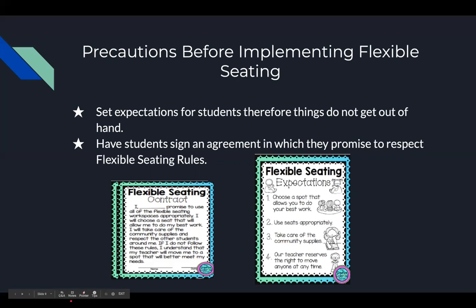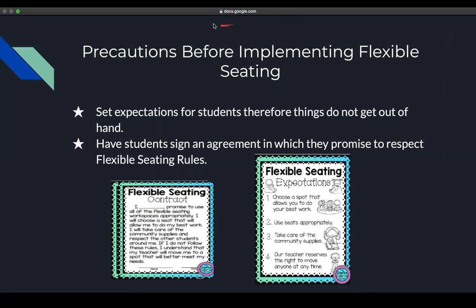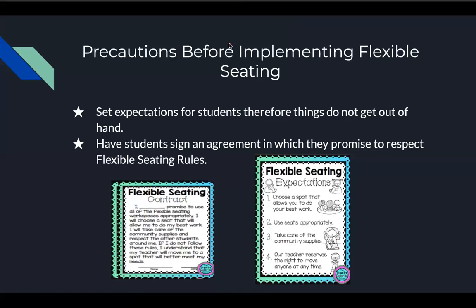Number three, take care of the community supplies. Because they're getting things that a traditional classroom might not get, such as beanbag chairs and yoga balls they could sit on, they're taking care of them. They're not using them as a toy, and they're just being respectful of the classroom, the school, and people around them. Number four, teacher reserves the right to move anyone at any time. With flexible seating, again, there's a lot of choice, but at the end of the day, the teacher is the person who can take that all away, and they could go back to desks and chairs, which I don't think they would like.